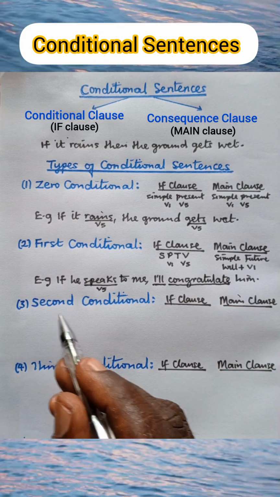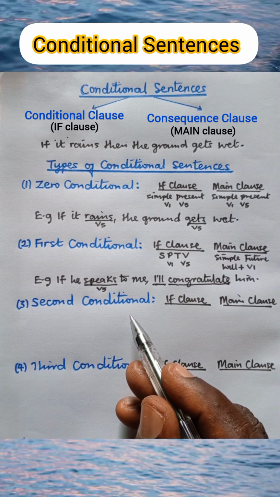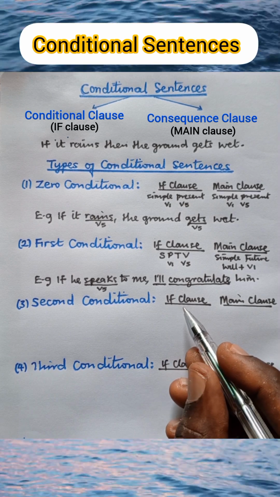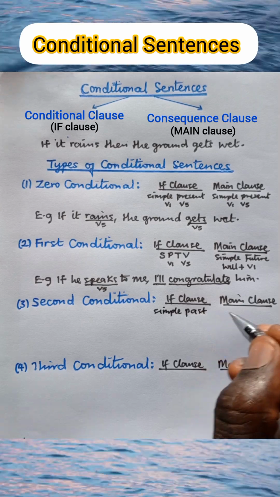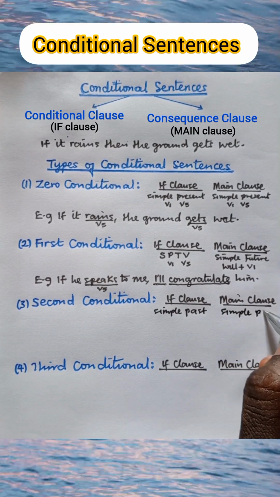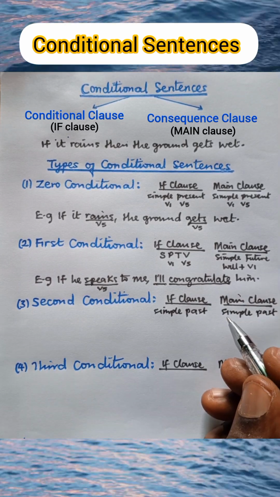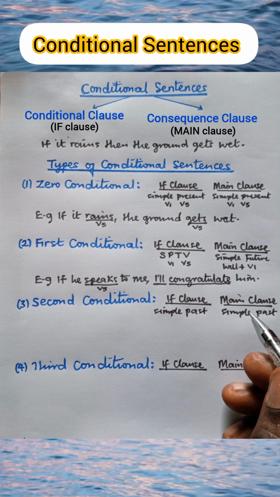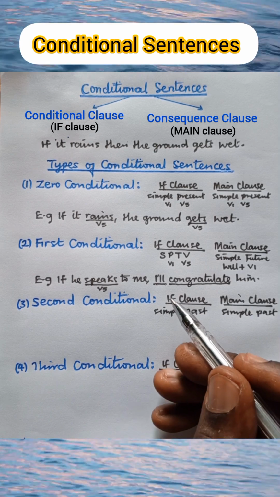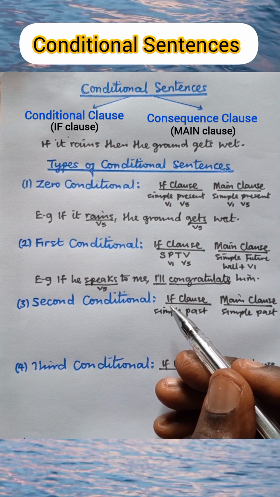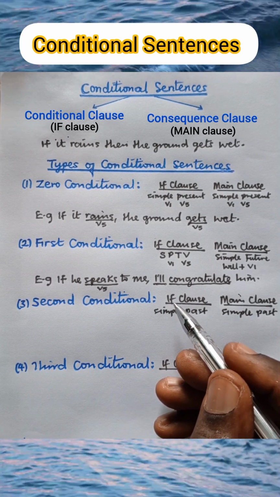Next, number 3, the second conditional sentence. Here, both the if clause and the main clause usually contain a simple past tense verb. Here also, simple past tense verb. Okay? So, if in a conditional sentence question, you notice that the verb in the main clause is simple past, what does it mean? That the verb in the if clause has to be simple past also, and vice versa.